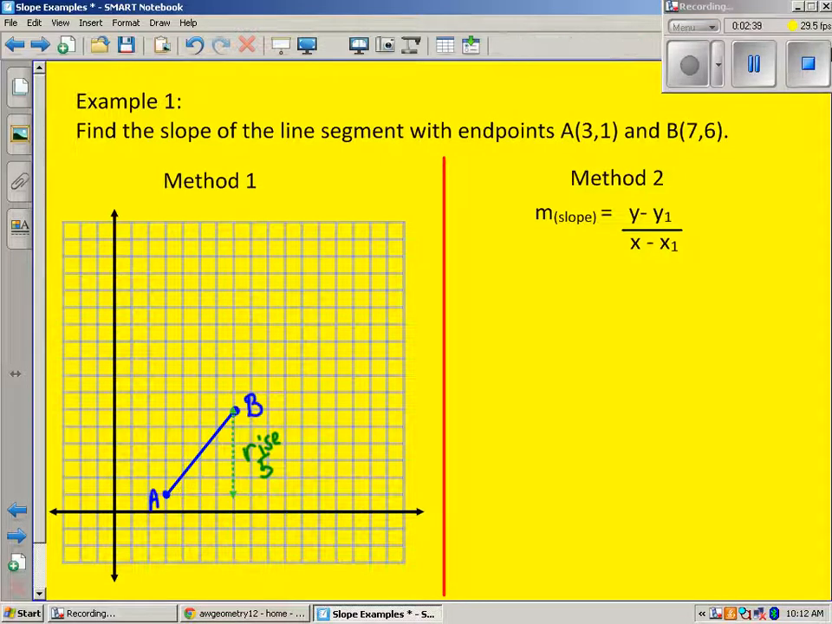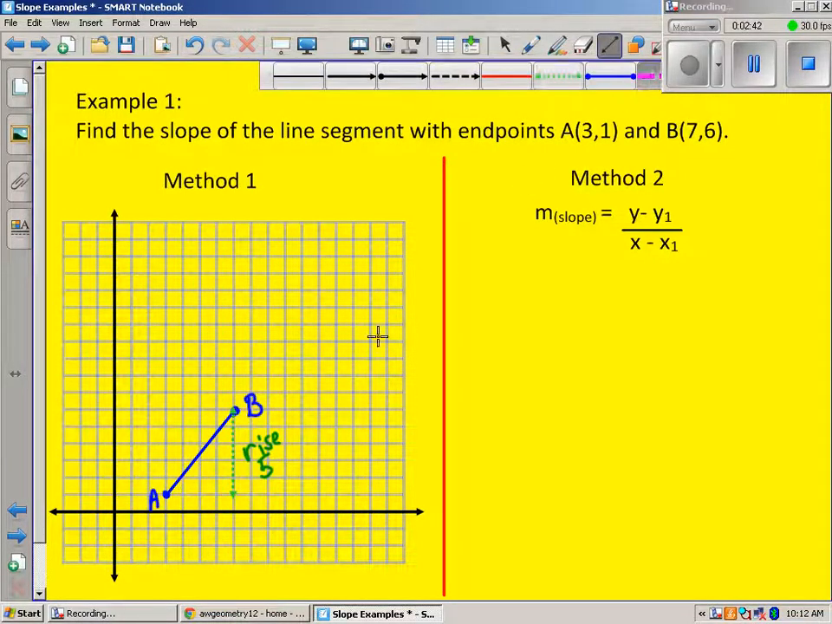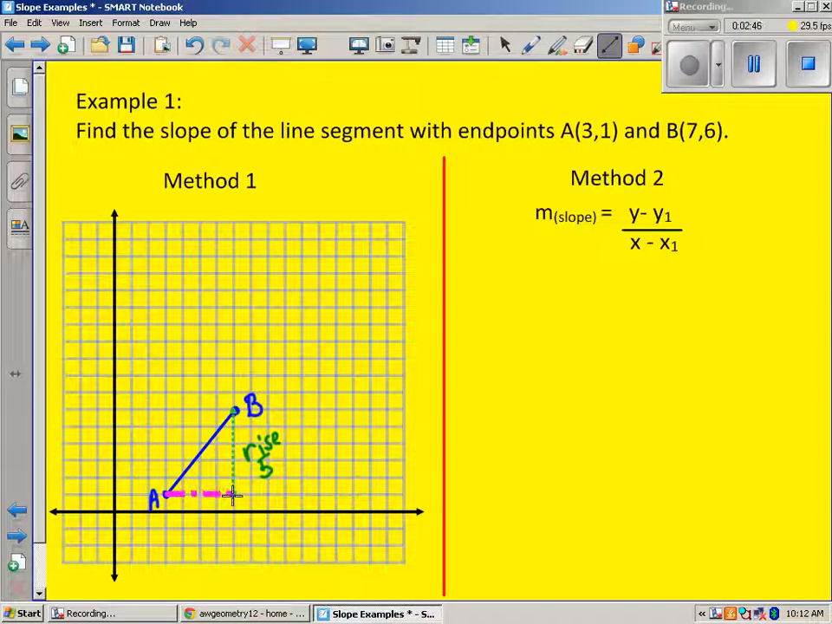The run is going across this way. It is the change in x value. And so with my change in x value, you can see that if I count it, this is the run down here. It is 1, 2, 3, 4. So my run is 4. And with method 1, we said slope was found by doing rise over run. And so I would write my final answer. My slope of this line is going to be 5 over 4.